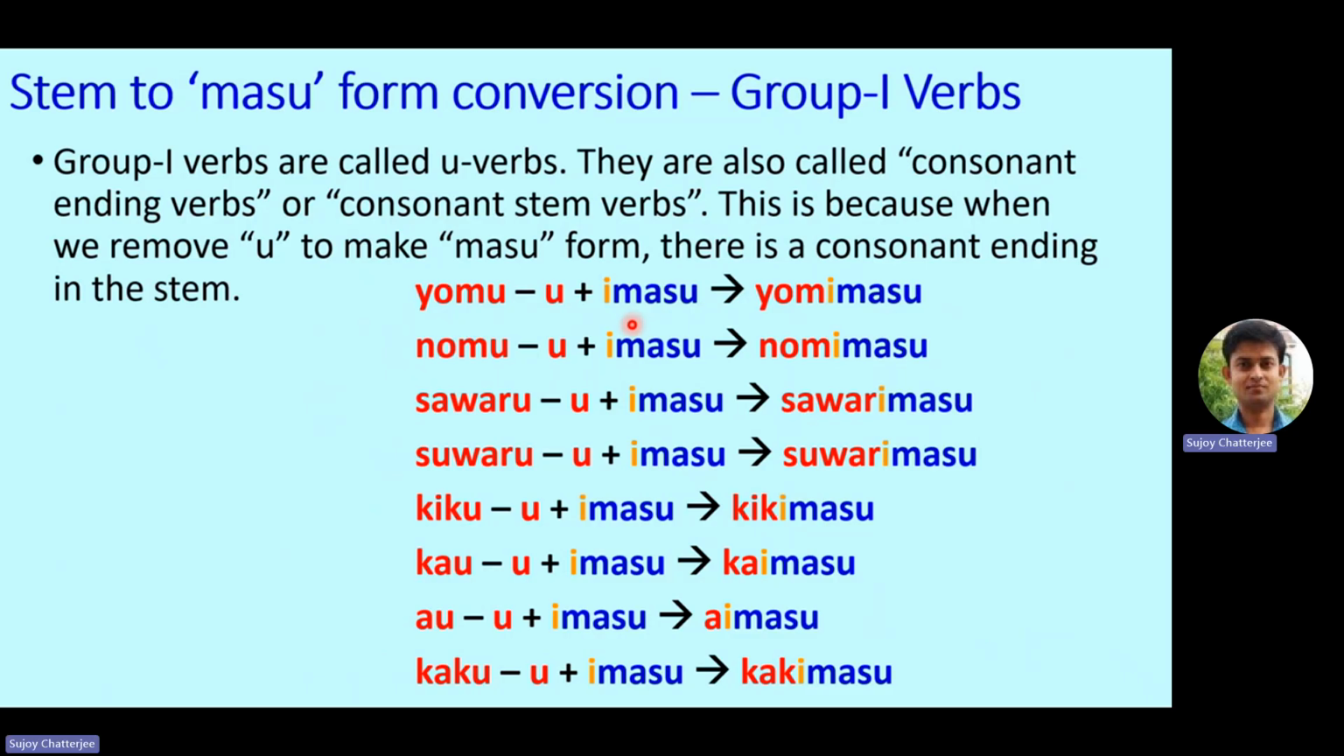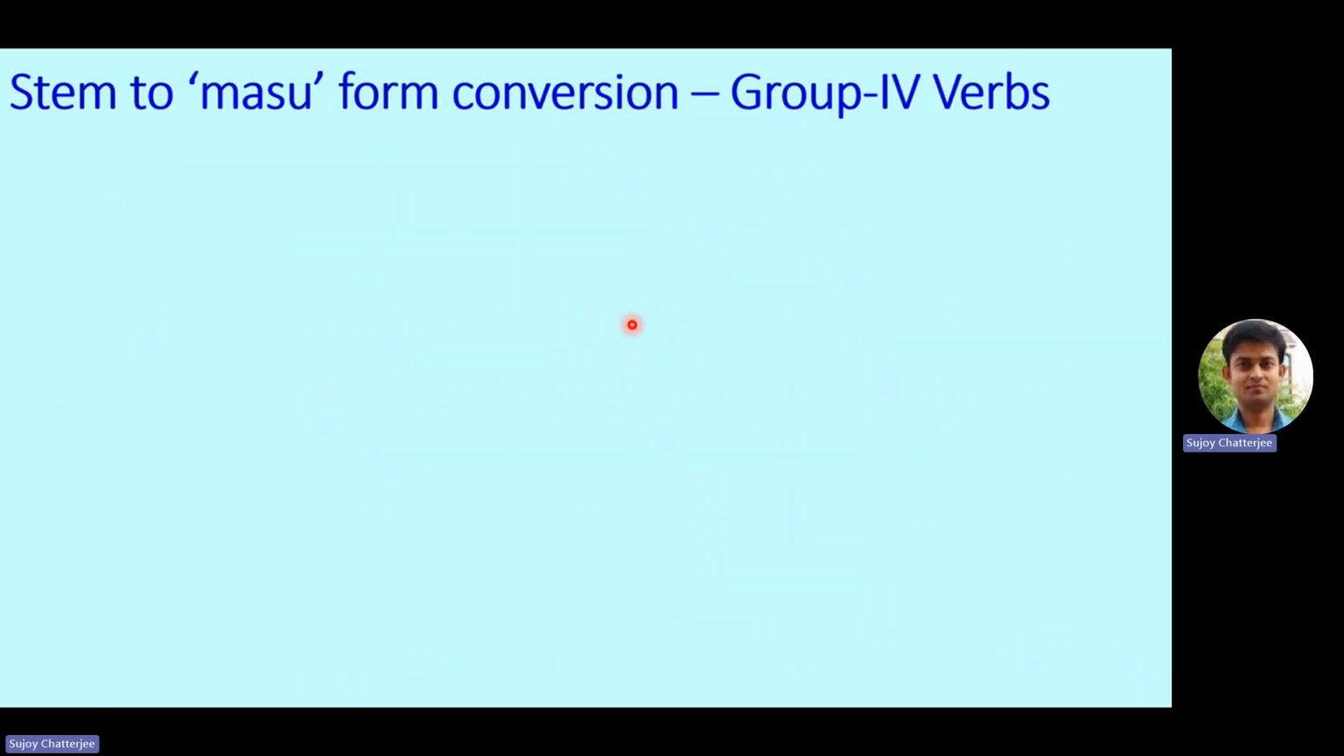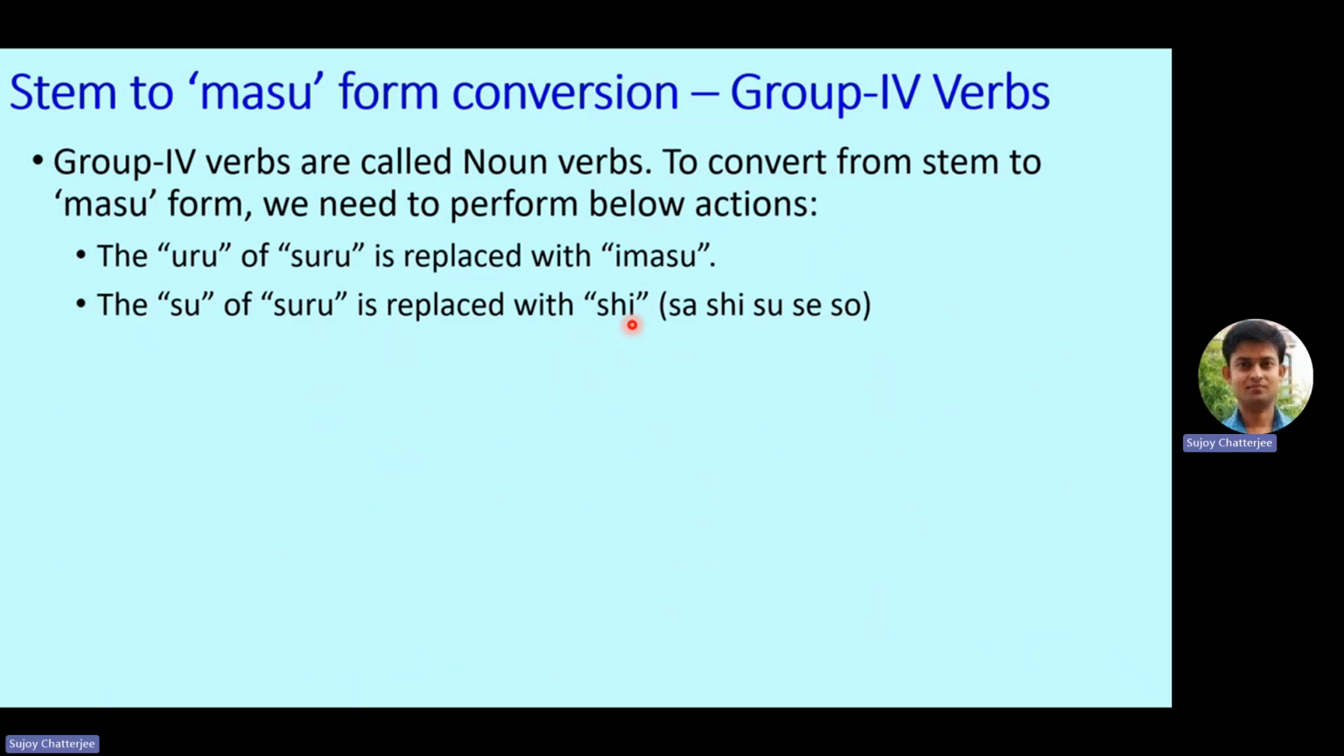So this is the rule for group 1 verbs. Now next is the group 4 verbs. We will see how to deal with group 4. Group 4 verbs are called noun verbs, as we just said. To convert from stem to masu form, we need to perform the below two actions.